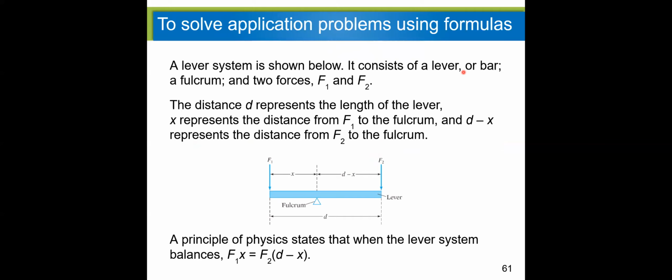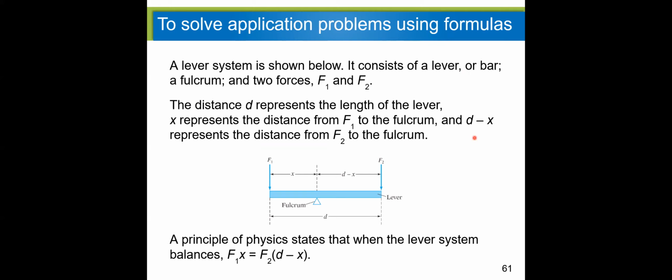First one we're going to discuss is the fulcrum issue, the teeter-totter. The lever system shown below consists of a lever or bar, a fulcrum, that's the pivot point, and 2 forces, F1 and F2. Again, you're basically looking at a teeter-totter here. The distance D represents the length of the lever. X represents the distance from force 1 to the fulcrum, and D minus X represents the distance from F2 to the fulcrum.